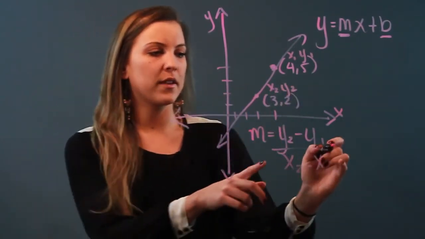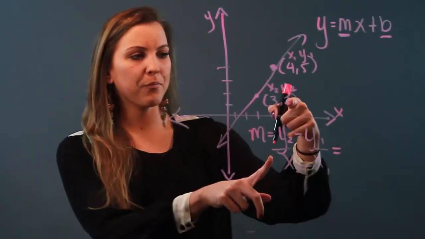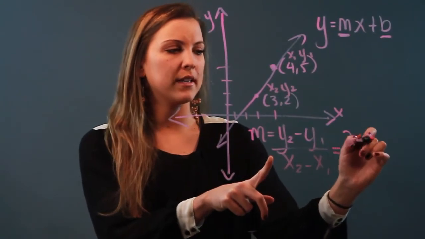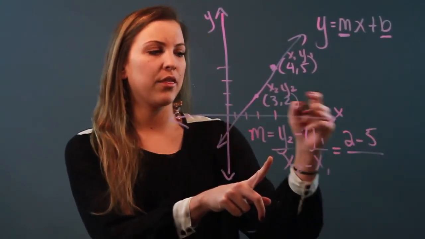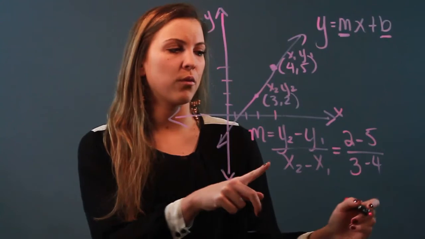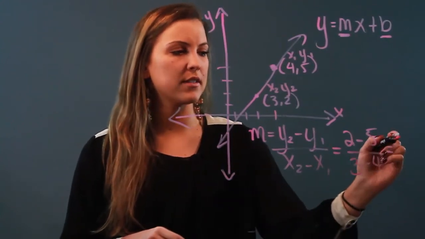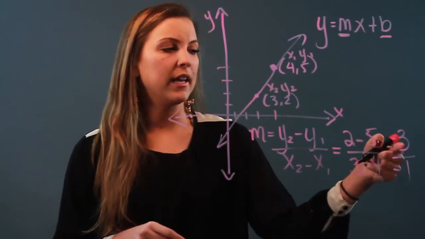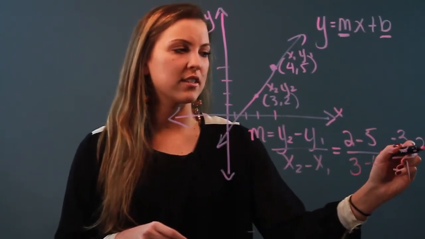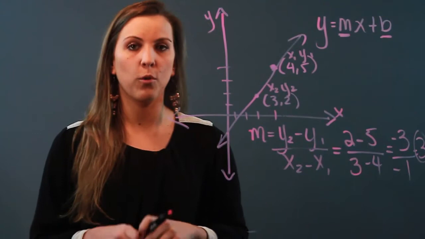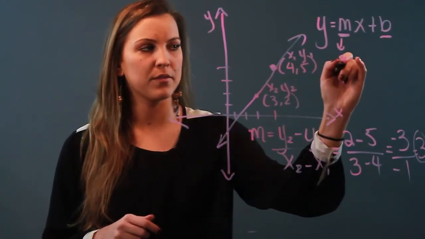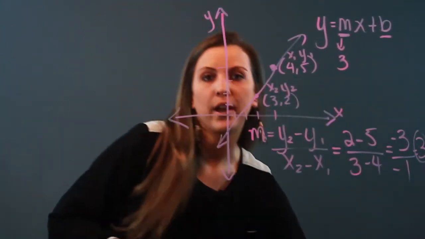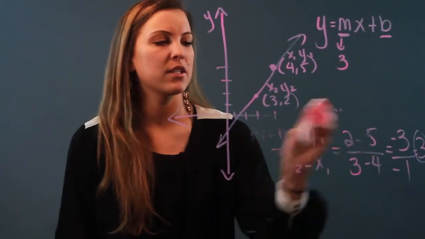Okay, so if I substitute values in now, I'm going to get 2 - 5, and I'm going to get 3 - 4. So I have 2 - 5 is -3, and 3 - 4 is -1, and -3 divided by -1 is just 3. So I found my slope, and it's 3. So that's the first important thing you have to know. Your m is 3. All right, from there, I'm going to erase the graph now.